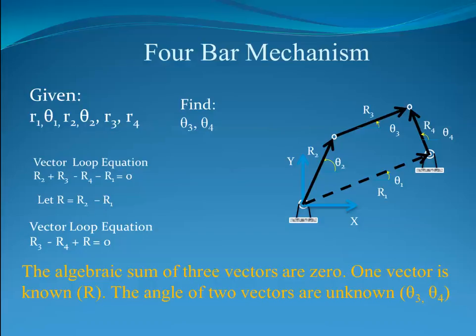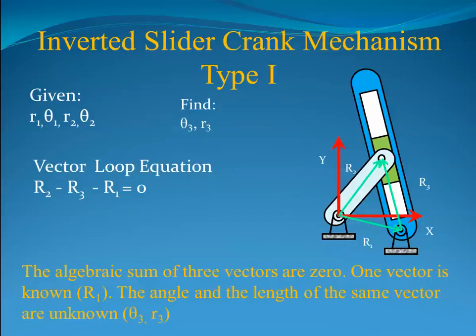Then we discussed how we solve such an equation for the two unknown angles. The next mechanism that we discussed is inverted slider crank mechanism type 1. Again, the list of the parameters that are given are listed here, and the unknowns are listed here. The loop equation is shown here in green, and the expression for the loop equation is shown here.